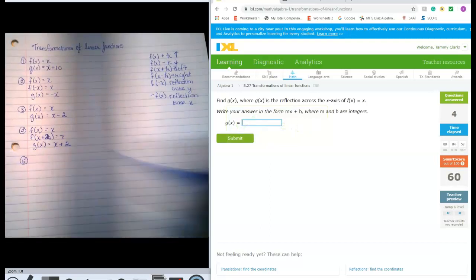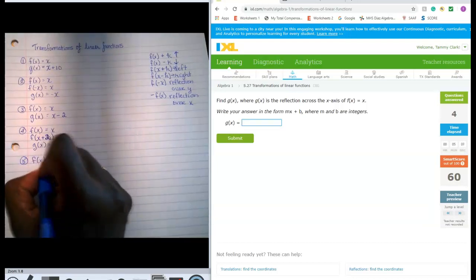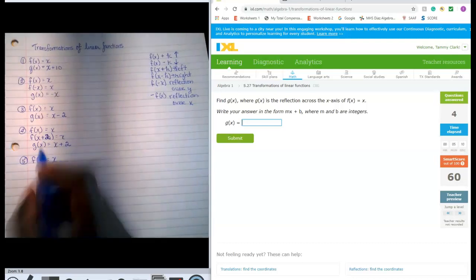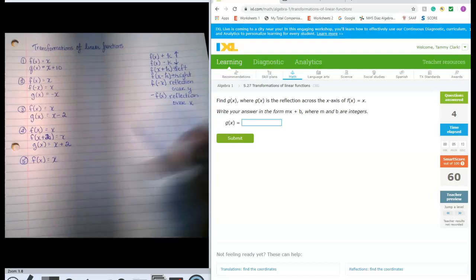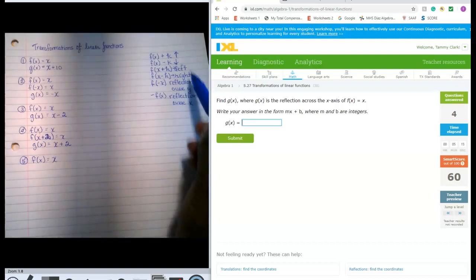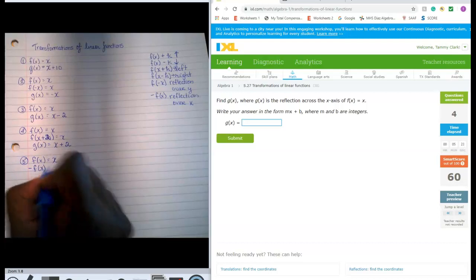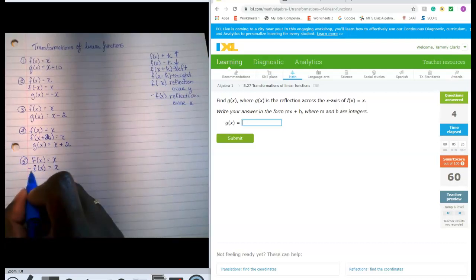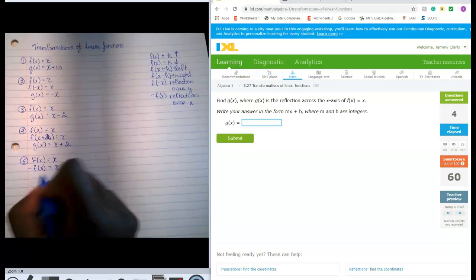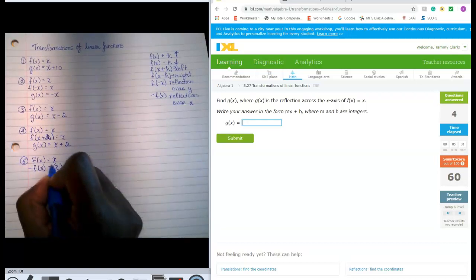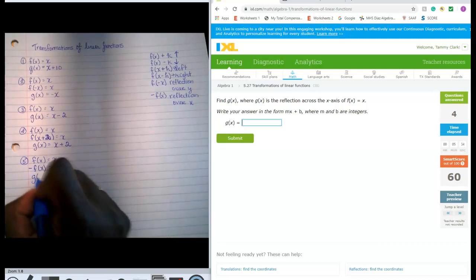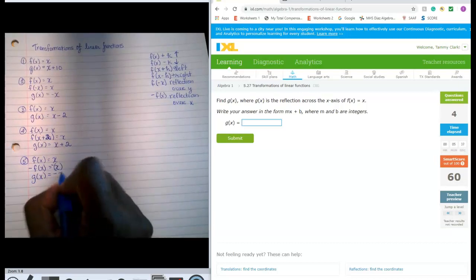Number 5, we've got find g of x where g of x is a reflection across the x-axis of f of x equals x. So f of x equals x is again the parent function, or you can say y equals x. We're doing a reflection across the x-axis, so we're going to use this guide. So we're doing the opposite of the function equals x. Now, what I'm saying is take this entire function and multiply it by -1. So g of x then becomes -x.